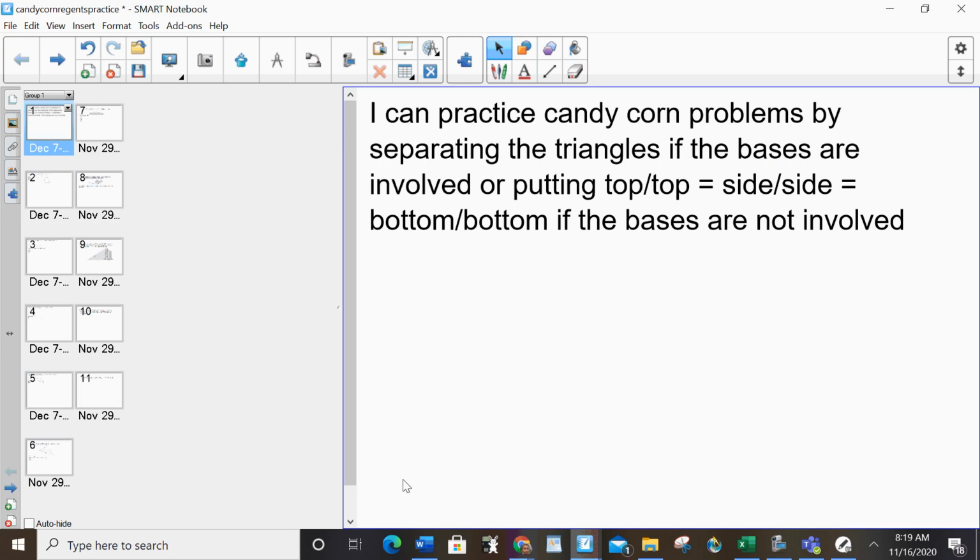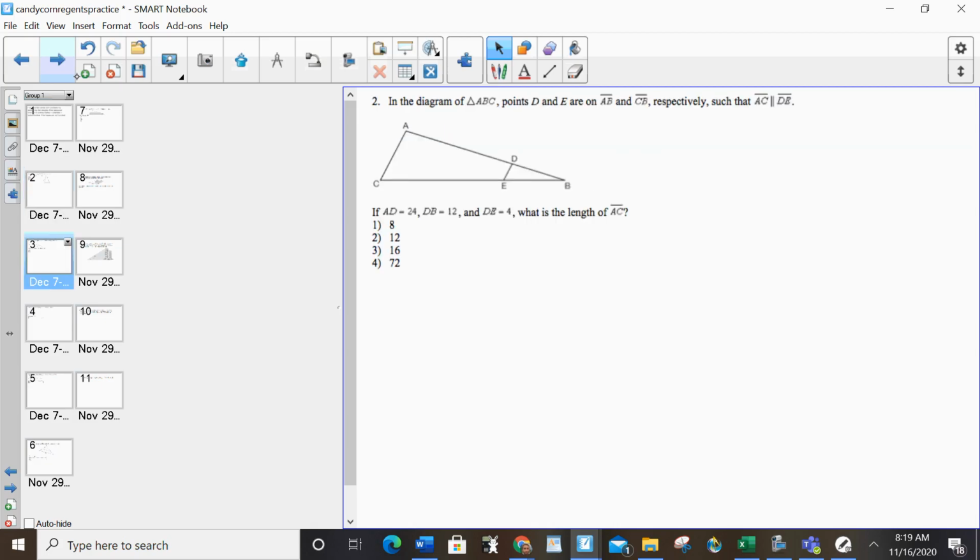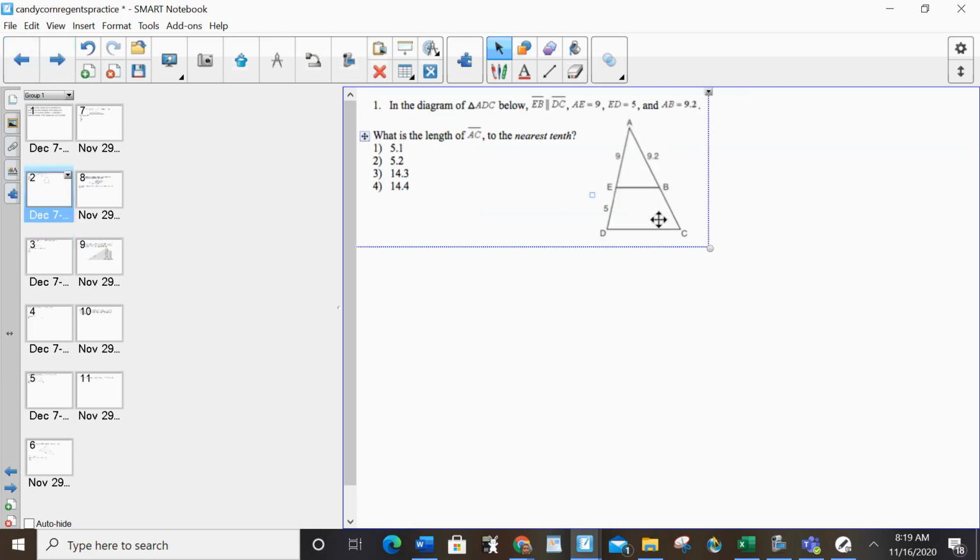Yeah. So this is pretty much the same lesson that we did for regular candy corn problems. It's just a bit of additional practice. So I'm just going to go over maybe 2 examples, and then I'll give you the rest of the time to practice on your own. All right, let's take a look at number 1.